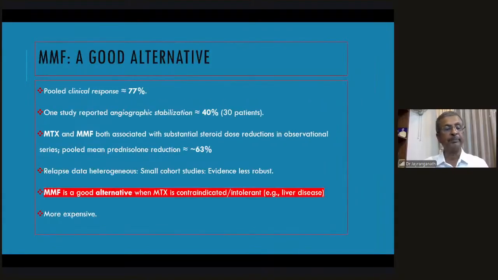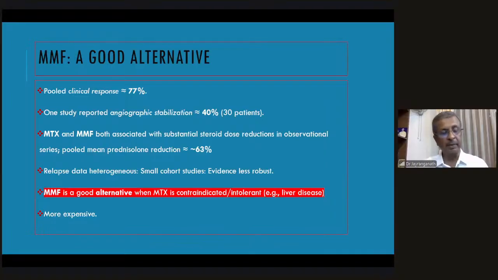Coming to this drug, the pooled clinical response is 77%. One study reported an angiographic stabilization of approximately 40%. Methotrexate and MMF both also had substantial steroid dose reduction in observational series, with a pooled mean prednisolone reduction of 63%. Relapse data are heterogeneous, and small cohort study evidence is less robust. It is a good alternative when methotrexate is contraindicated.